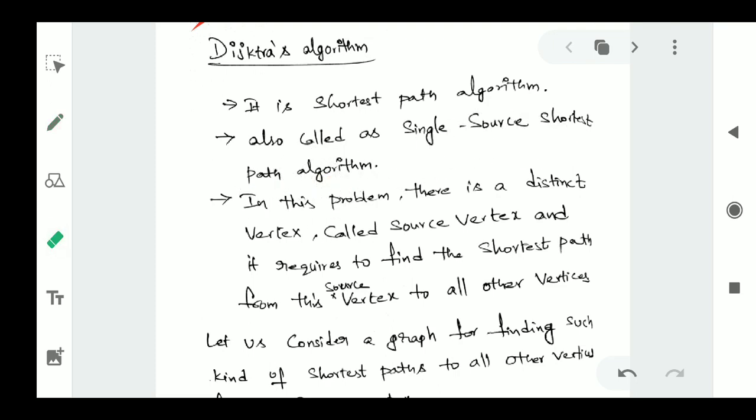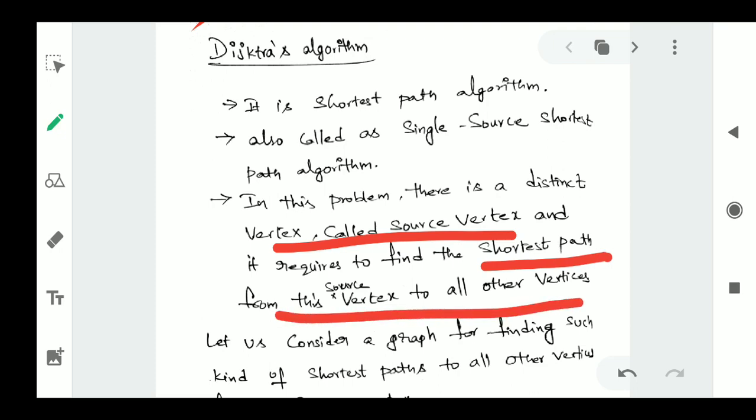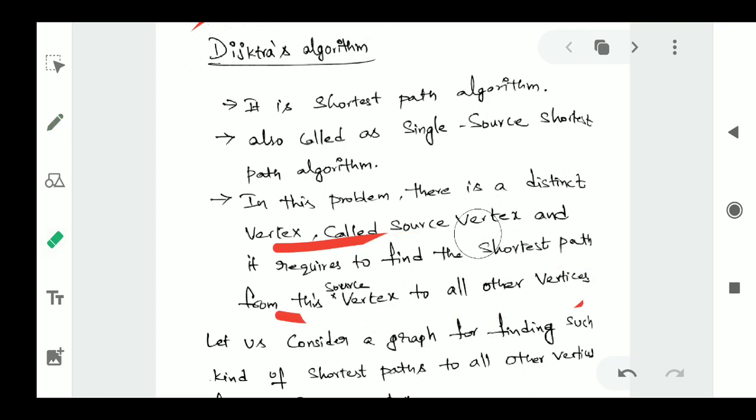Please listen carefully. In this problem, what we are going to find out is, we will start from one vertex. You will be given a graph, and in that graph, we will start from one particular point, and we will consider that as the source vertex. So from that source vertex, we will find out the shortest path from the source vertex to all the remaining vertices. We will understand this point with the help of an example.